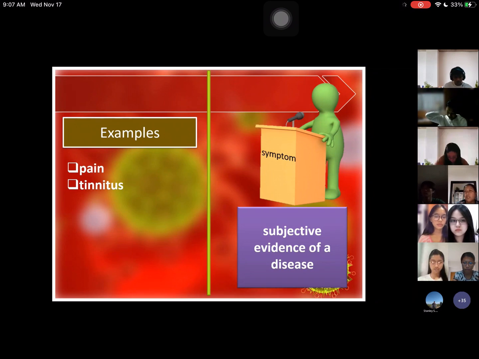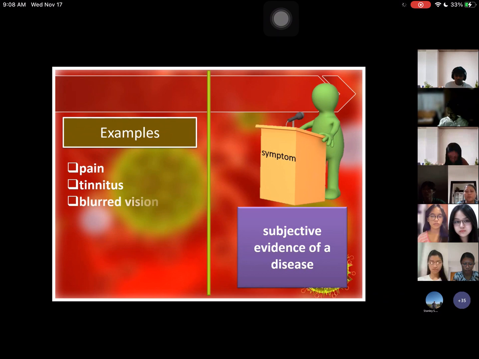Tinnitus is one that you may have felt. You can feel a ringing in your ear that's not normal. It's like you hear heavy rain, but there is no rain, like there's a tingling in your ear. That's tinnitus. So these are symptoms.